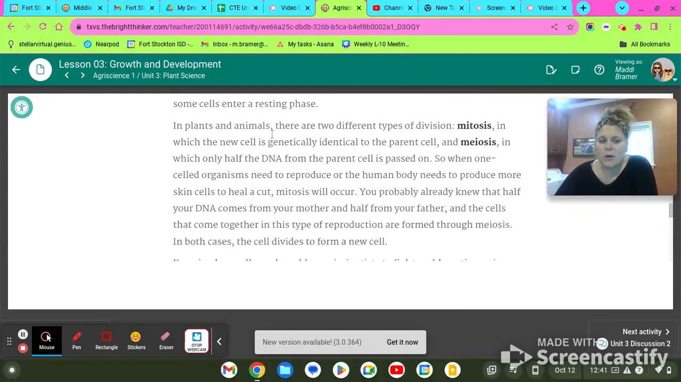Okay, some other vocab words. There are two types of cell division. Mitosis is when the new cell is genetically identical to the parent cell, so it copies it. And meiosis, in which only half of the DNA from the parent cell is passed on.